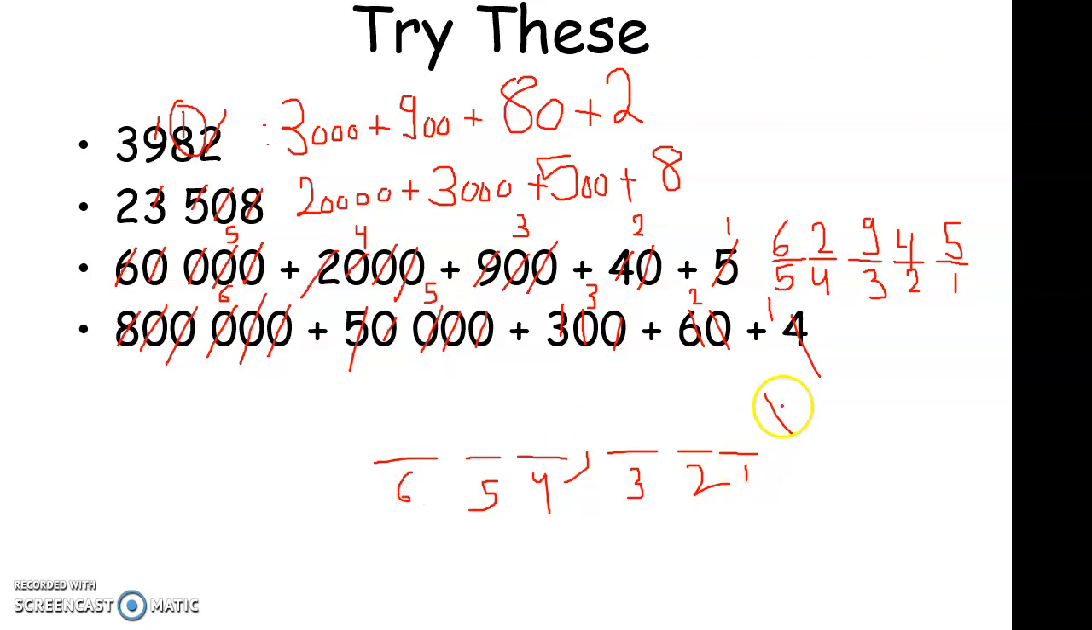Yeah, I will start with 1. 4, we place it where? Under 1. 4 here. 6 under 2. 6 here. 3 under 3. 5 under 5. So there is no 4, leave it empty, 0. 5 under 5, with 6 will 8 under what? Under 6. So the answer will be 850,364. That's it. Okay? This we call it expanded form of a number.